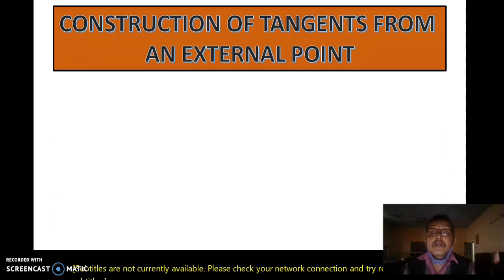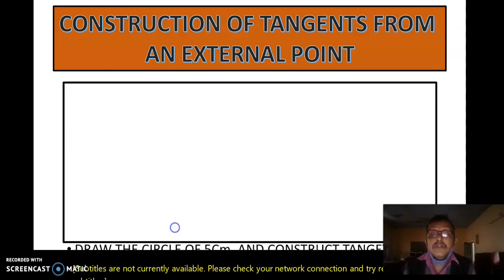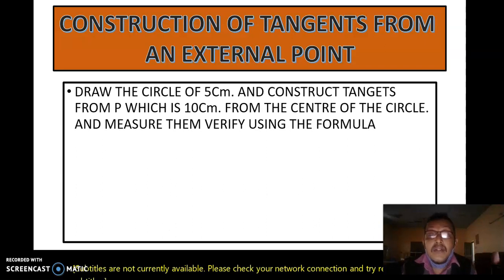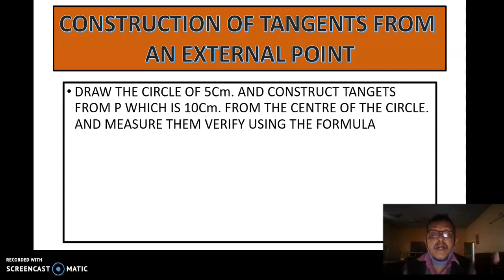In this period, let us study how to construct a tangent from an external point to a circle. So here is a problem. Draw the circle of 5 cm and construct a tangent from P, which is 10 cm from the center of the circle, and measure them.